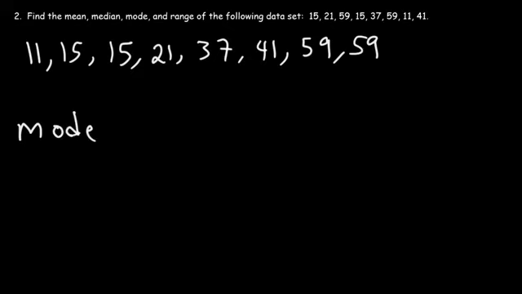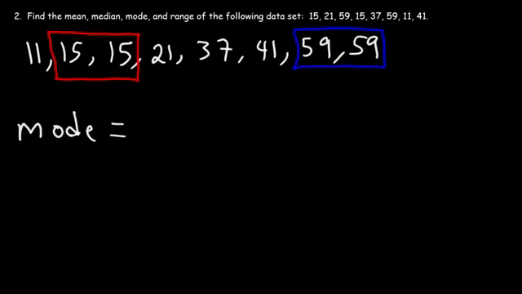Now, as we said before, the mode is the number that is the most frequent number in the data set. But this problem is different from the last one because we have two numbers that appear twice, 15 and 59. So which of these is the mode? It turns out that they both represent the mode. So the mode is 15 and 59.